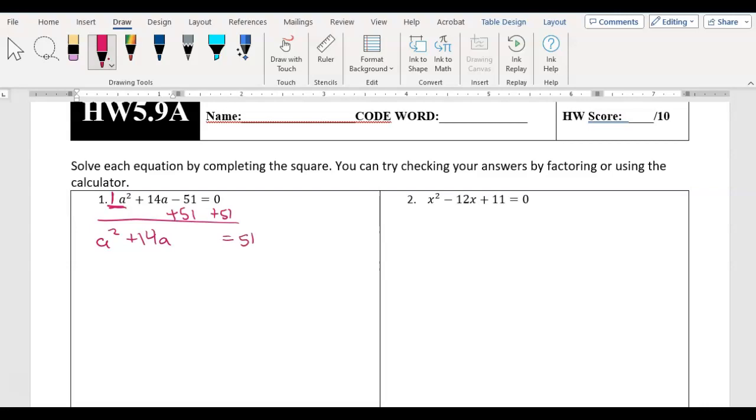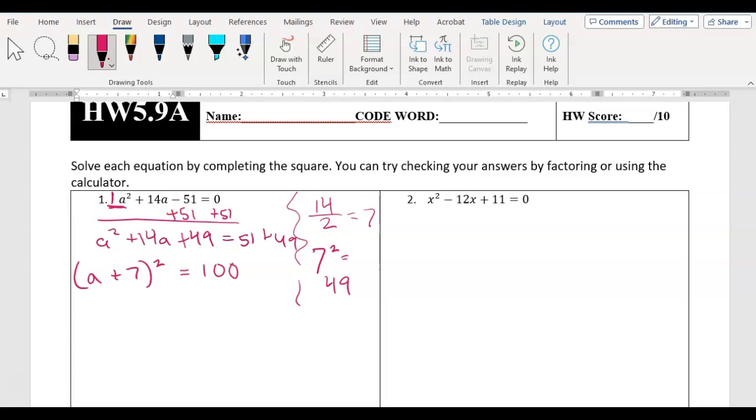Then I'm going to take my middle term, which is 14, and divide by 2, which gives me 7. And then if it had a coefficient, we would divide by the square root of a. But here, the coefficient is 1, so the square root of 1 is 1. It's 7 divided by 1. So we're going to do 7 squared equals 49. Now I'm going to add 49 to both sides because this makes it a nice perfect square. So here what I have is a plus 7 squared equals 100.